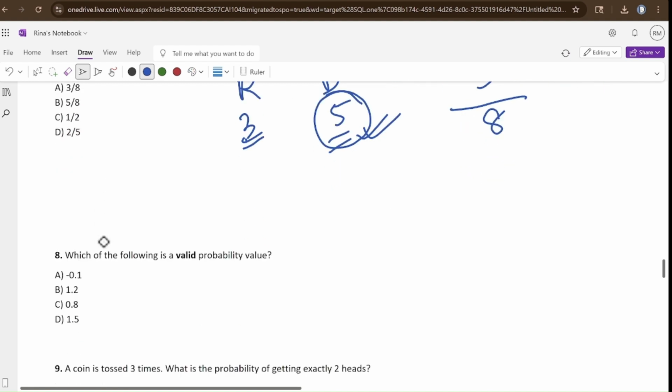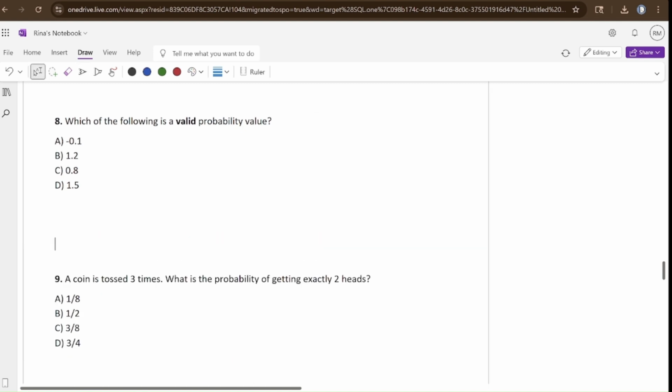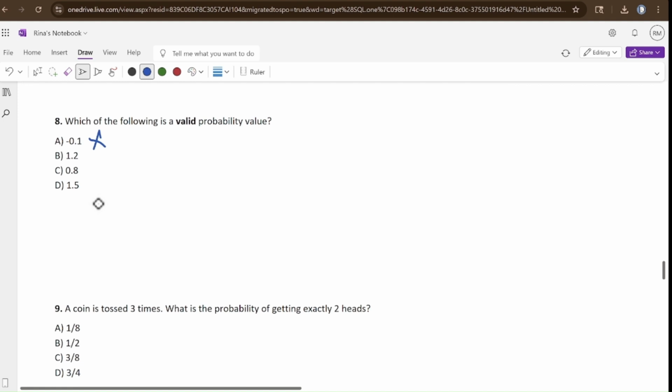Clear? Now which of the following is a valid probability value? See, minus 0.1, no, it cannot be, because we know the value of probability will always be between 0 and 1. 1.2, not valid, greater than 1. 0.8, yes. 1.5, not valid, greater than 1.